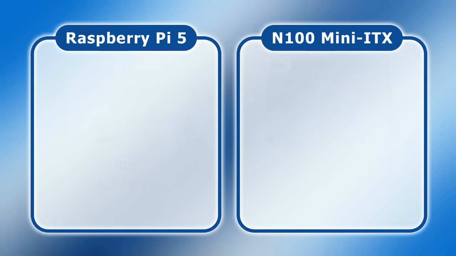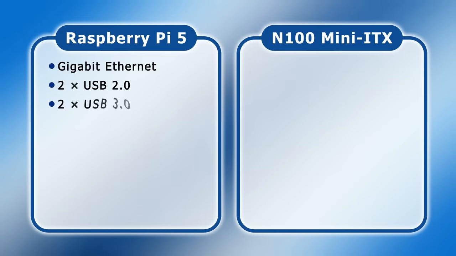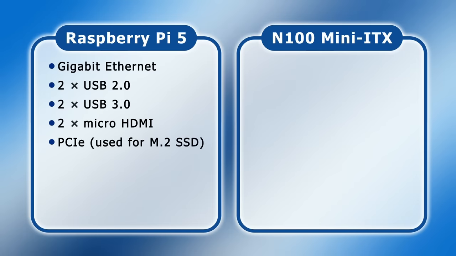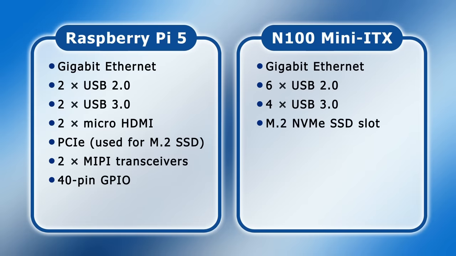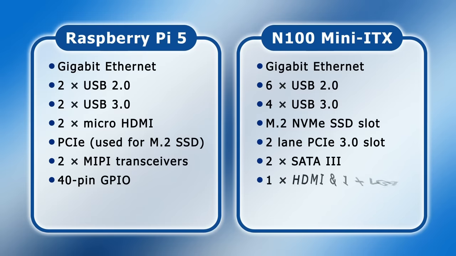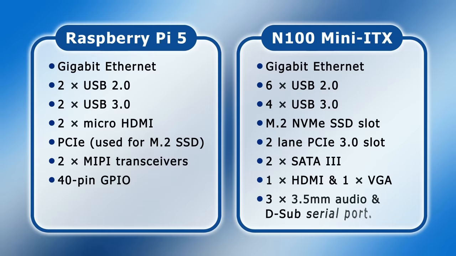In terms of connectivity, the Pi 5 offers gigabit Ethernet, 2 USB 2 ports, 2 USB 3 ports, twin micro HDMI, a PCIe connector that we're using here for the M.2 adapter, 2 MIPI transceivers, and 40-pin GPIO. Meanwhile, our Mini-ITX N100 boasts gigabit Ethernet, 6 USB 2 ports, 4 USB 3 ports, 1 M.2 NVMe slot, a 2-lane PCIe 3.0 slot, 2 SATA 3 ports, single HDMI, VGA, 3 3.5mm audio jacks, and even a D-sub serial port.